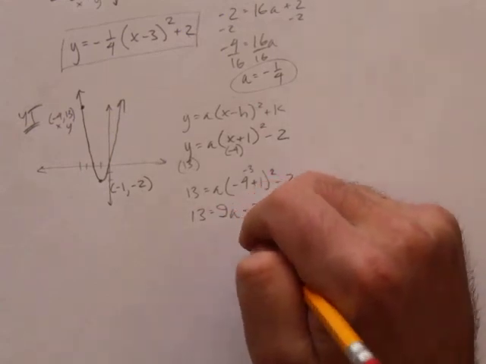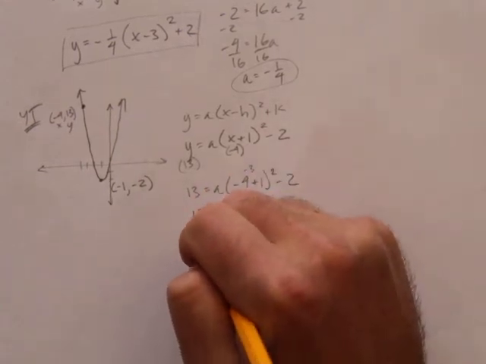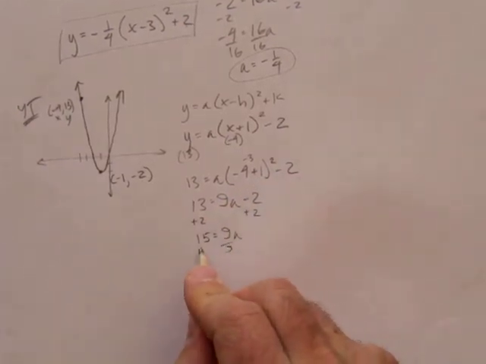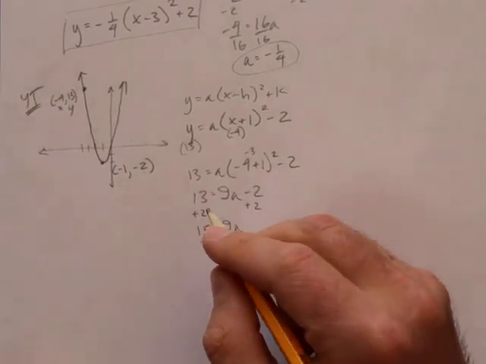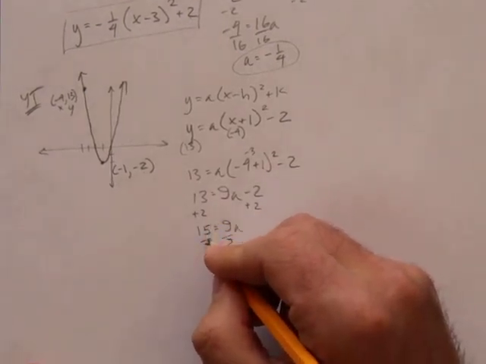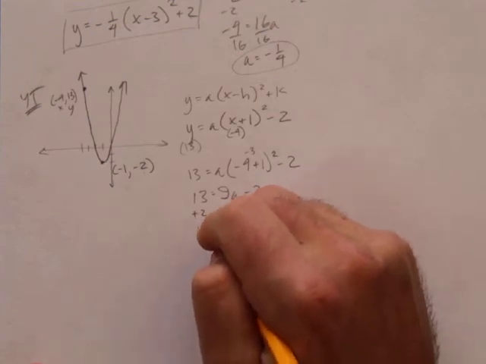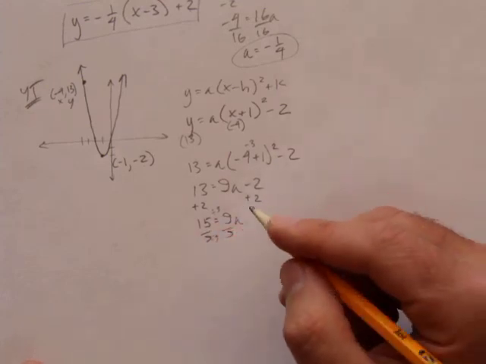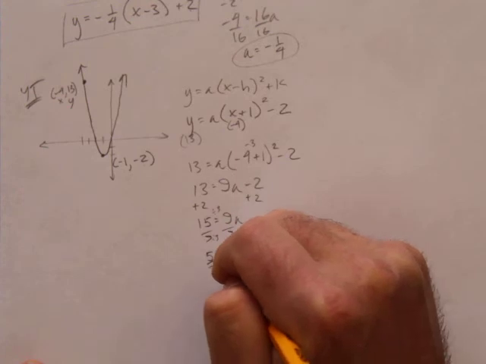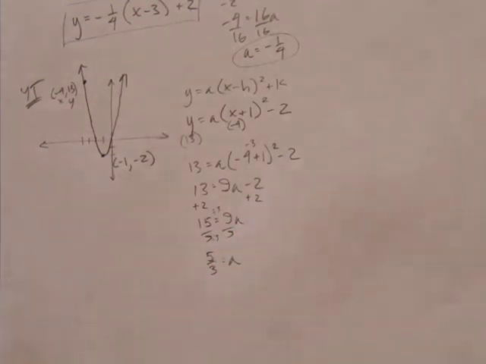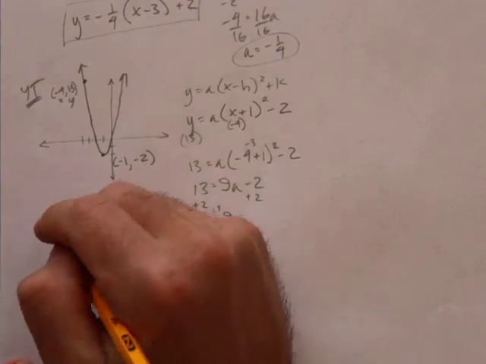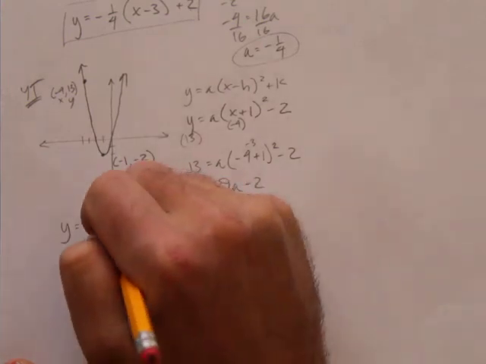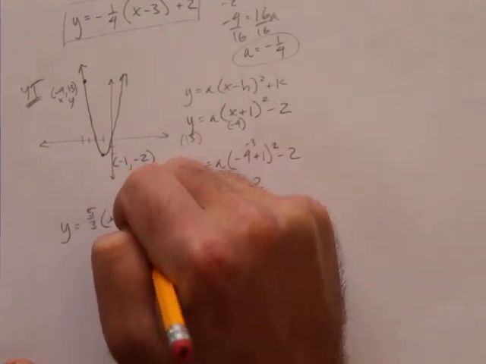Now I'm going to add 2 to both sides. I've got 15 equals 9a. Oh, gross. All right, divide both sides by 9. So 15 divided by 9, let's divide both the top and the bottom by 3, the greatest common factor of both of those. So we can simplify this fraction a bit. 5 over 3 equals a. Okay, 5 over 3 equals a. So let's rewrite the whole deal. y equals 5 over 3 times (x plus 1) squared minus 2.